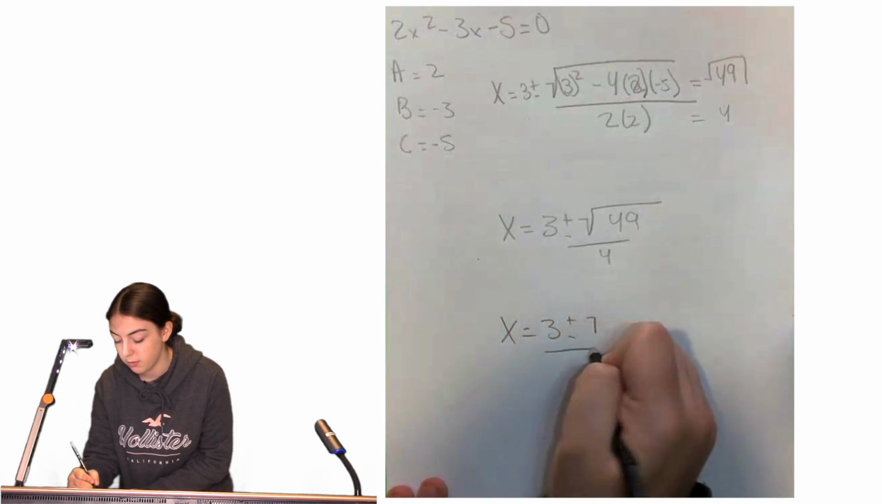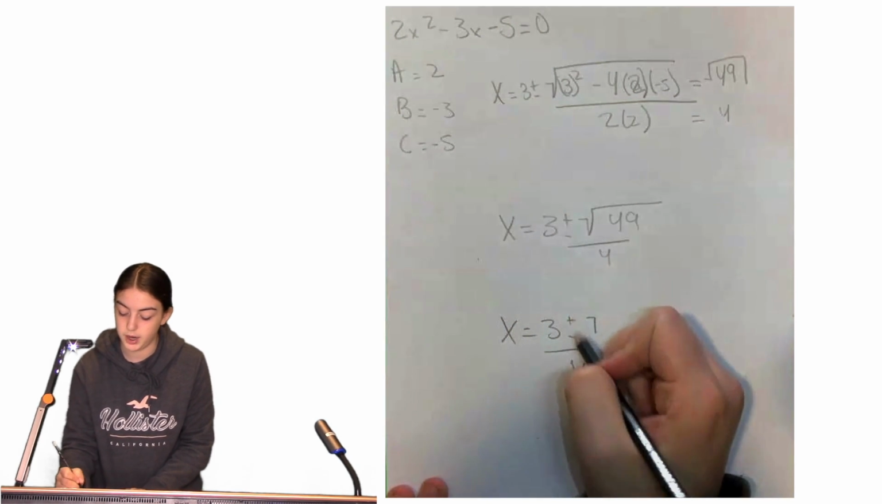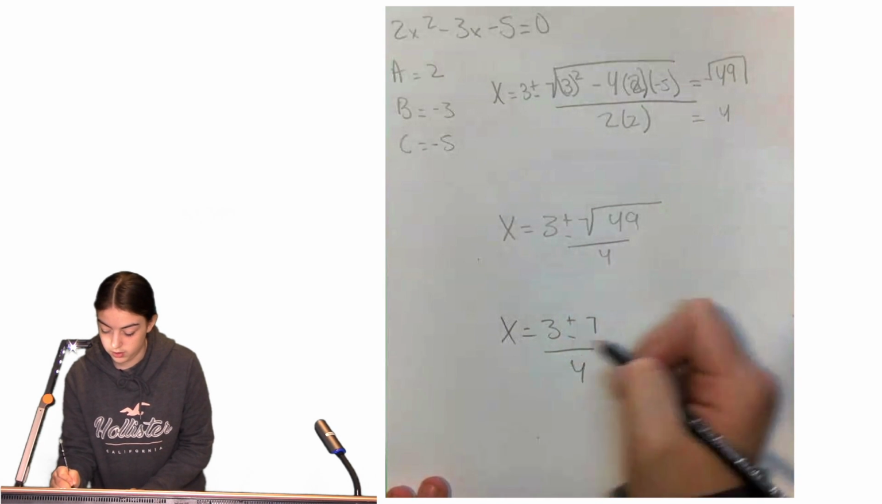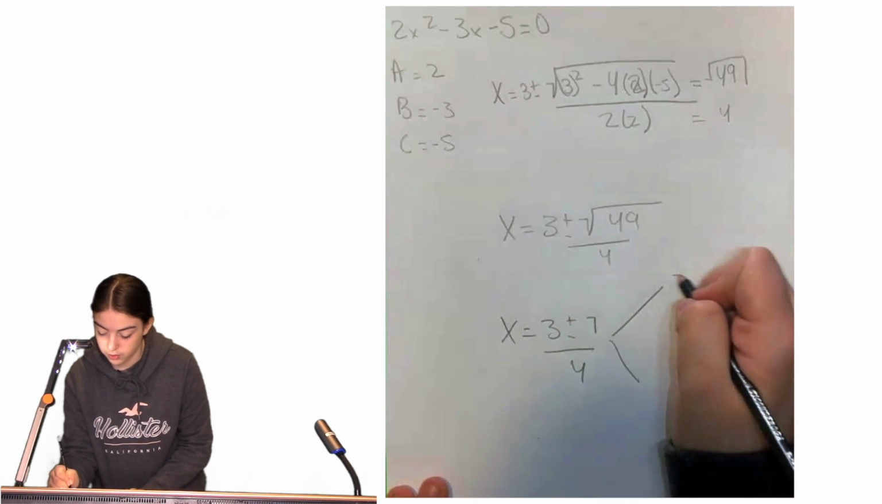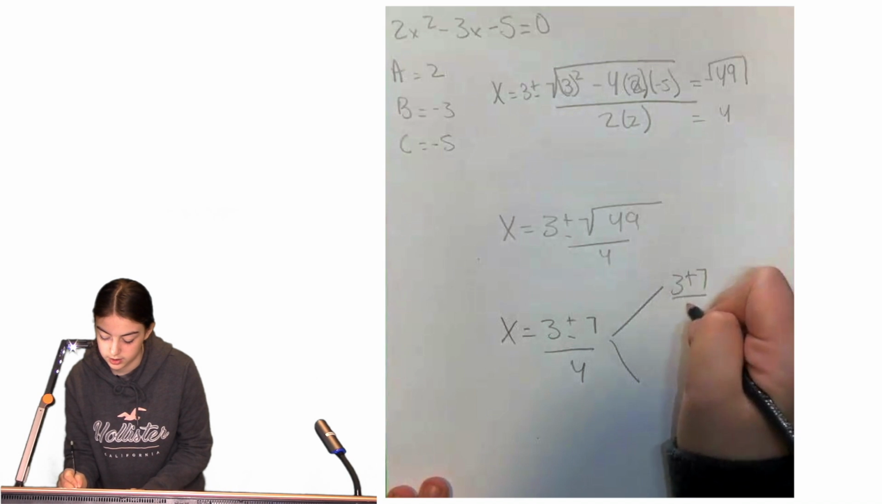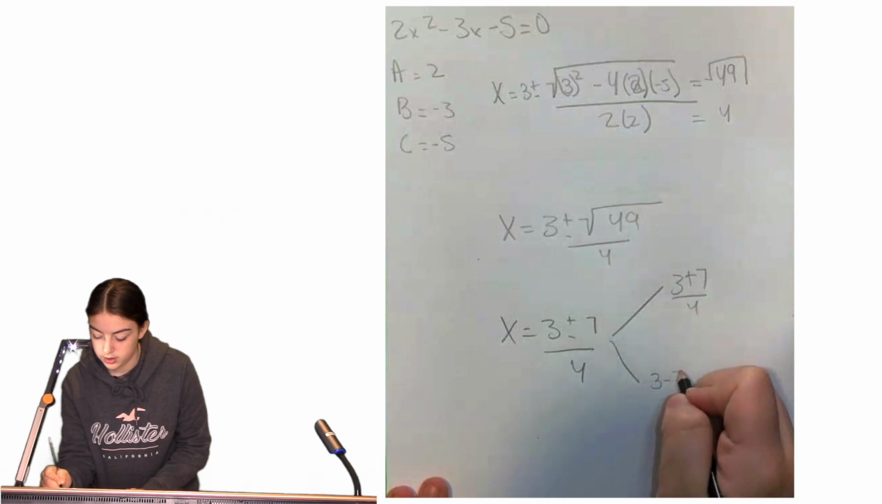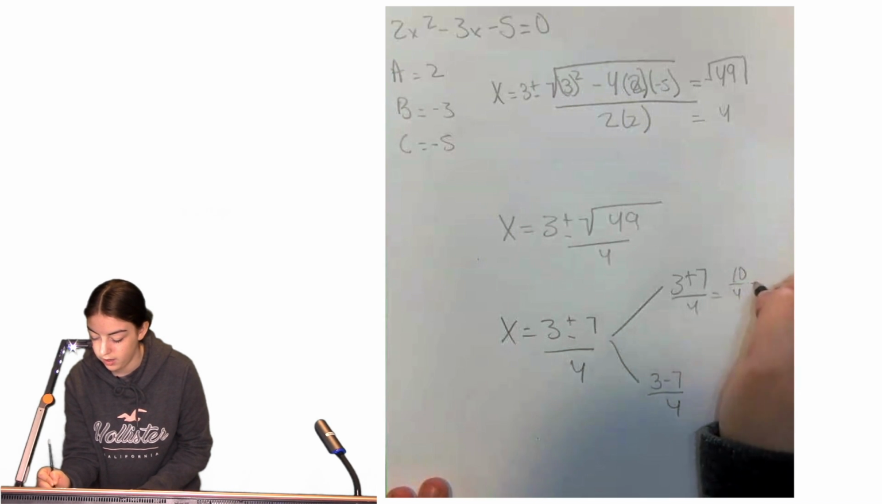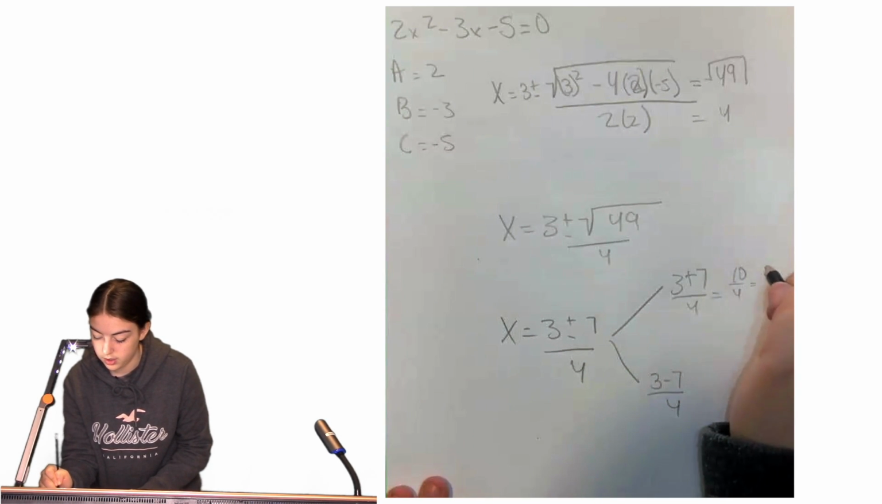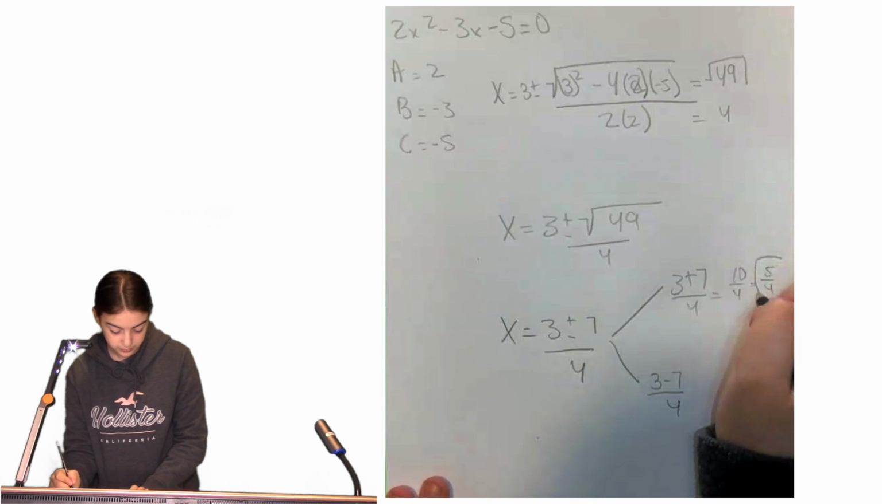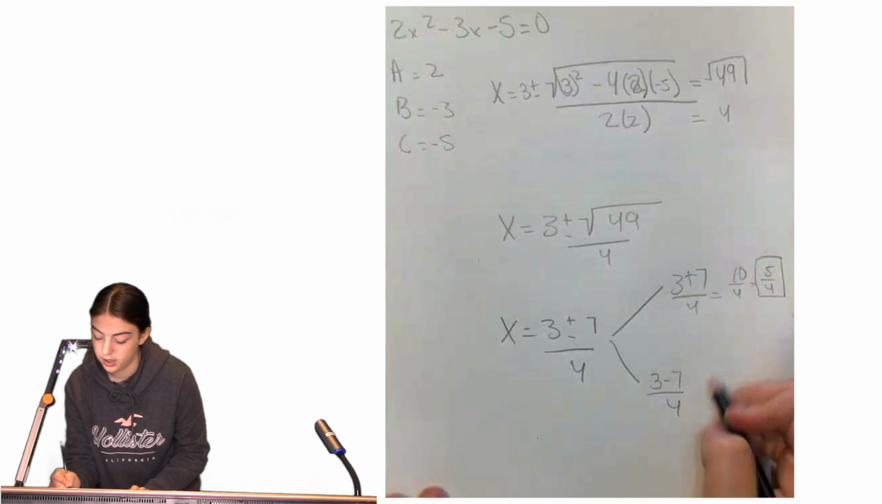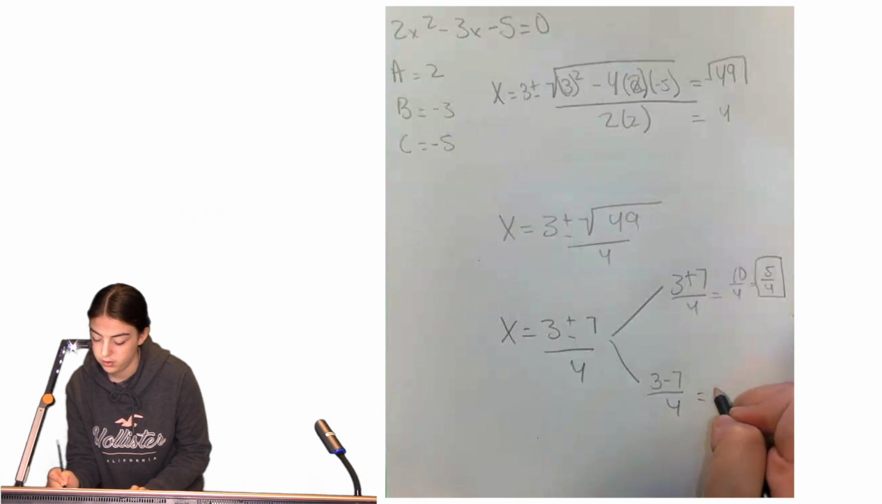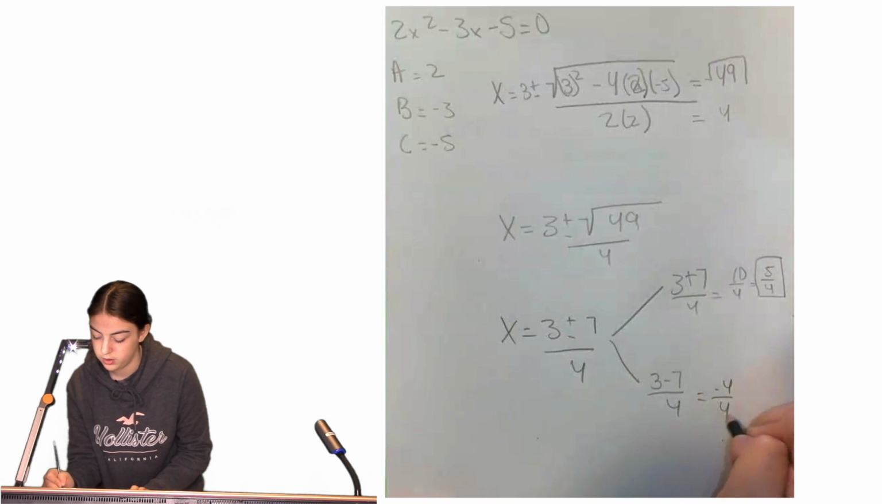Now we got to break it down because you can't just leave the answer as plus or minus. So 3 plus 7 over 4 and 3 minus 7 over 4. This is 10 over 4, which equals 5 over 4. That's one answer. And then this is negative 4 over 4, which equals negative 1 over 1, which equals negative 1.